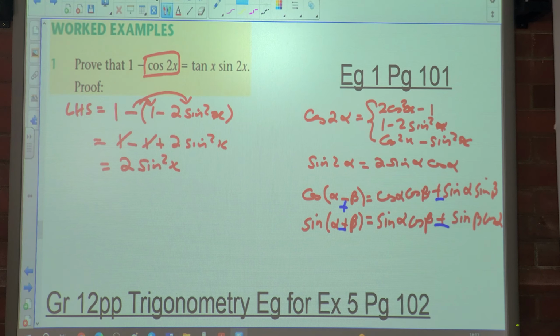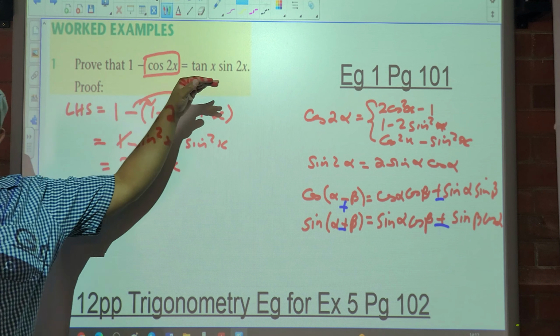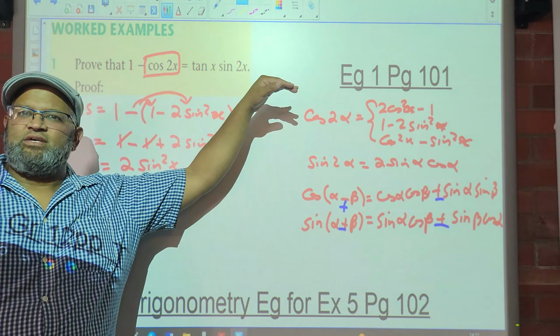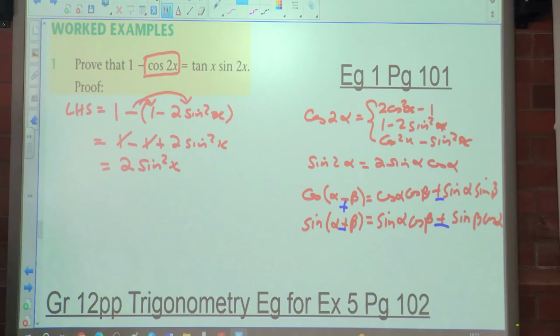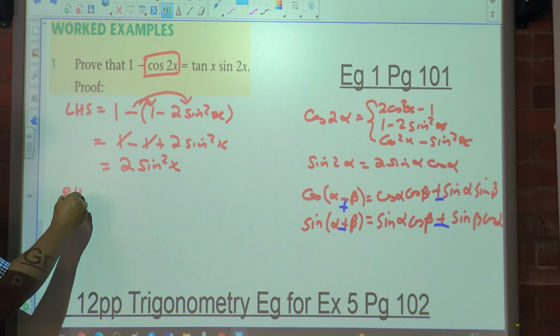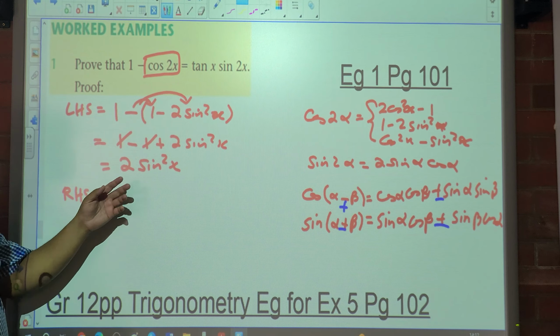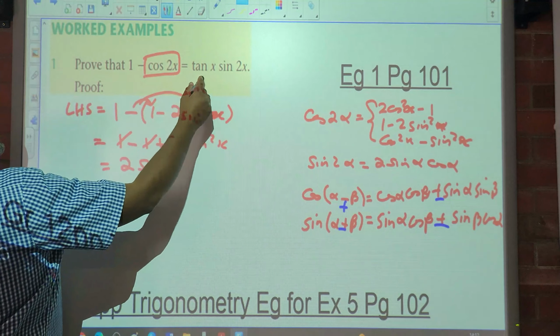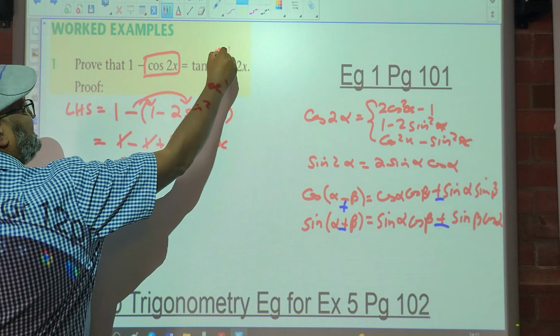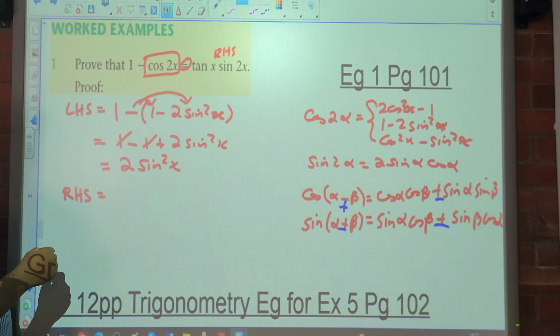Okay. Now is the left hand side equal to the right hand side? No. Which means I must work with the right hand side as well. As you can see, there's nothing much that I can do from here, other than to change it to 1 minus cos, and the sum is going to become bigger again. So what can happen on the right-hand side? This is the right-hand side of the equal sign.